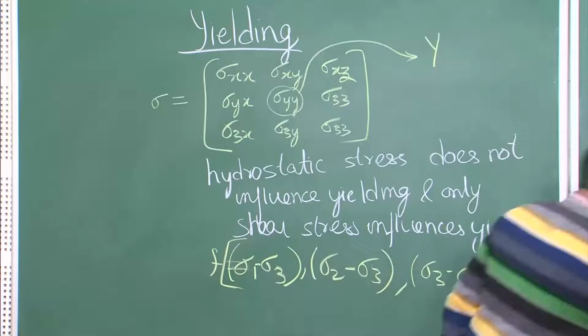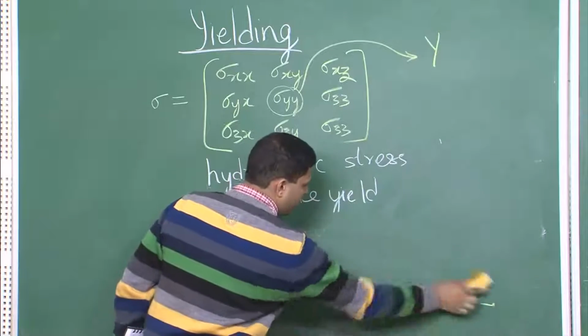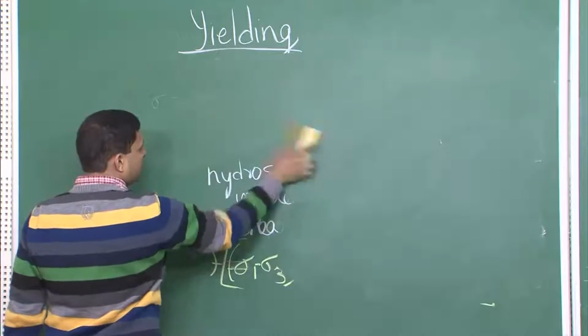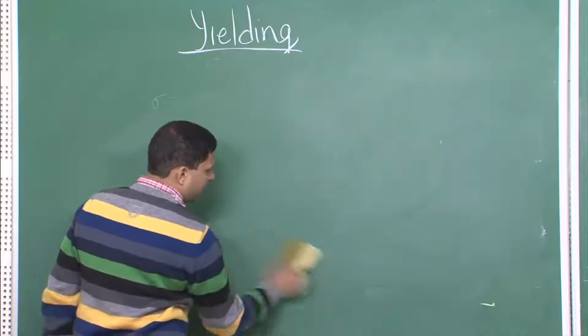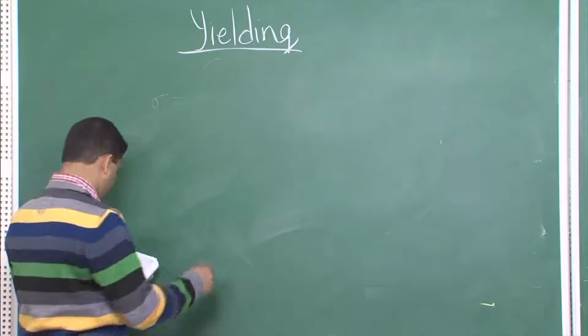So, let us look at a simple Mohr circle to explain what we have just written. All the mumbo jumbo that we have talked about can be much more simply represented, as we have done earlier also, by a simple Mohr circle.